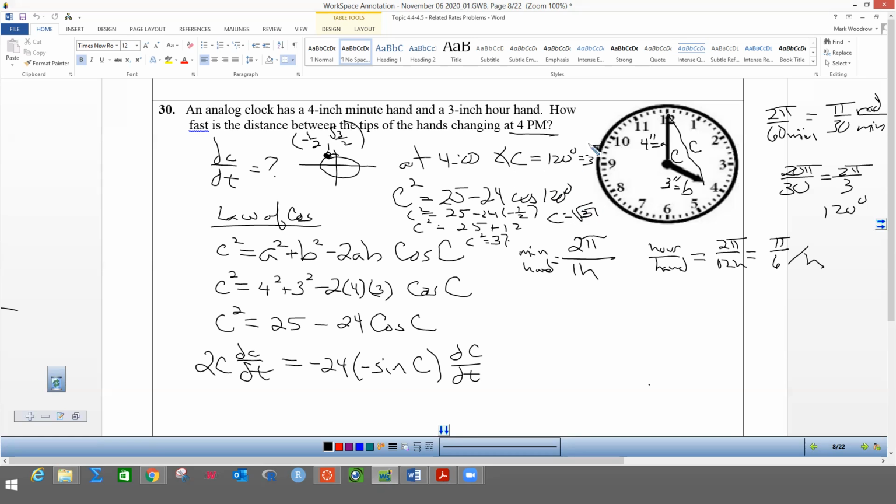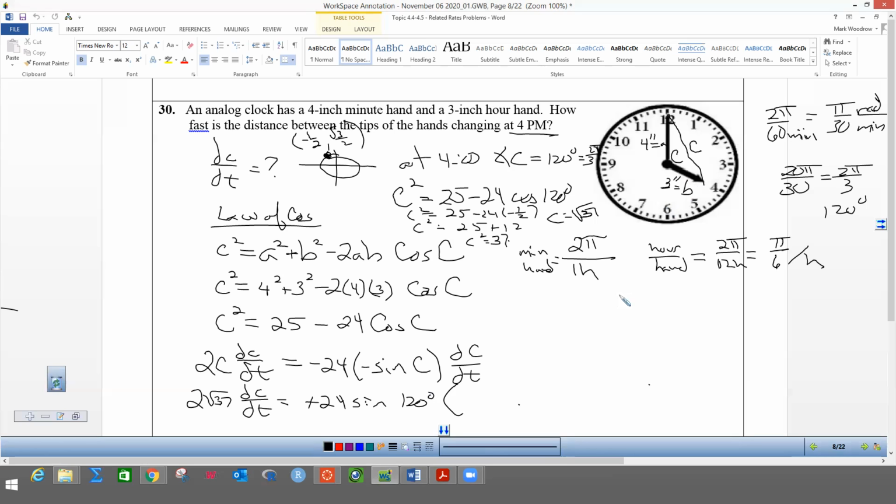So we now have the angle, and we have the little c to plug into this thing. So this is going to be 2 times the square root of 37. This is the thing we're looking for, dc dt. Over here we got -24. Actually, I'm going to take negative times negative and make that positive 24 sine of 120 degrees. And now the hardest part is finding this change in angle C. So I'm going to go ahead and plug that in here in a minute.